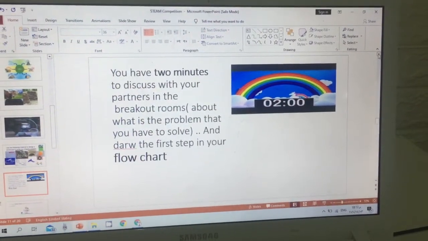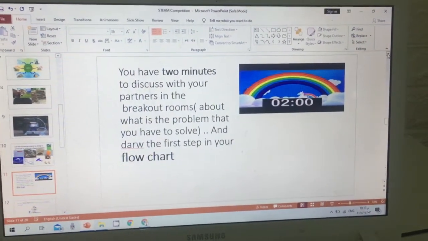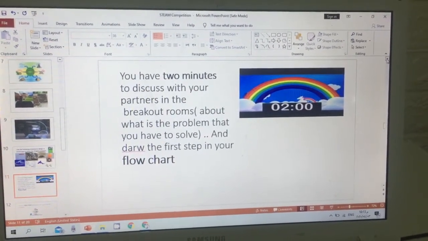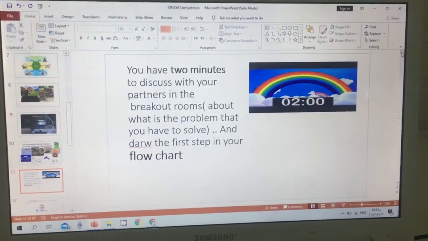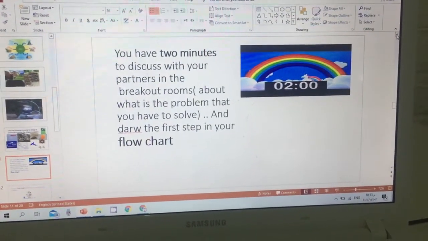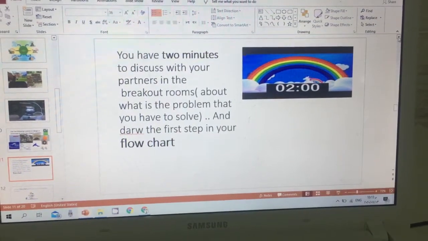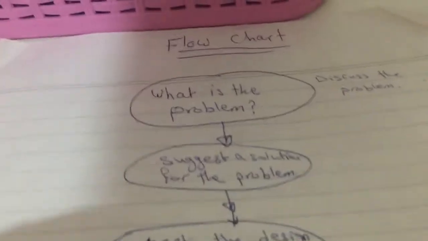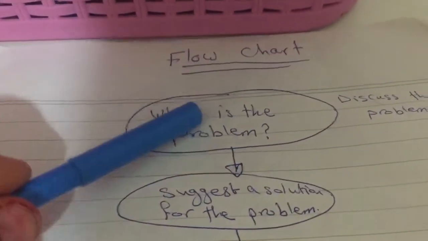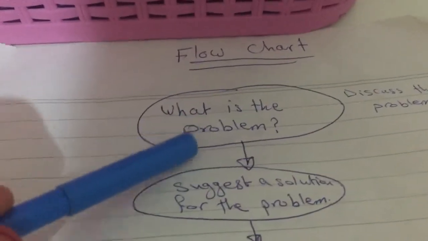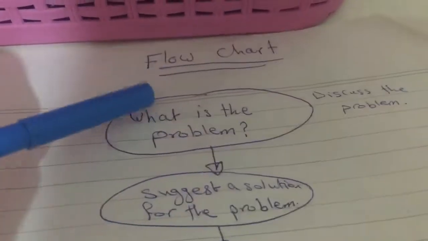I will ask you first, you have 2 minutes to discuss with your partner or partners in the breakout rooms as groups about what is the problem that you have to solve. It means you have to decide what's the problem and draw the first step in your flow chart. You will write in your own words what's the problem you have to solve. In your own words. All answers are accepted. You will draw this, the first one only, on a paper.